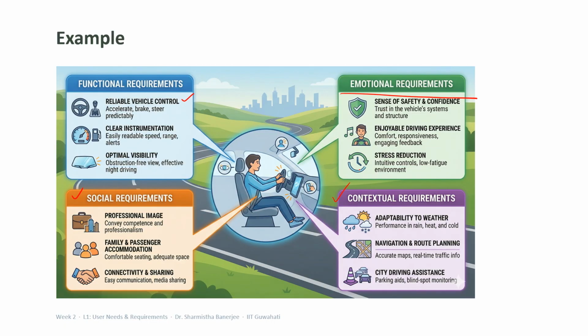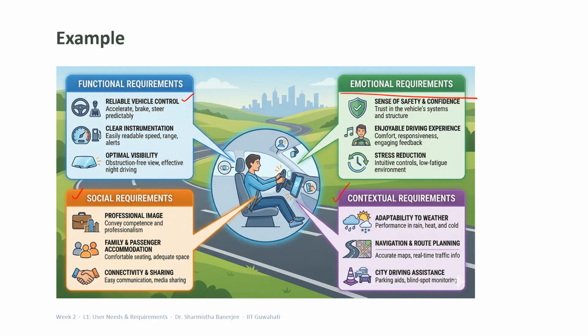Then comes the contextual requirements. So let's say adaptability to weather. What happens if there is rain? What happens if it is very hot? Or what happens if it is very cold? Can my car deal with these different kinds of scenarios? How will I be doing navigation and route planning? How will I be doing, let's say, city driving? Should I have some assistive devices which help me in parking, or let's say blind spot monitoring on the car?